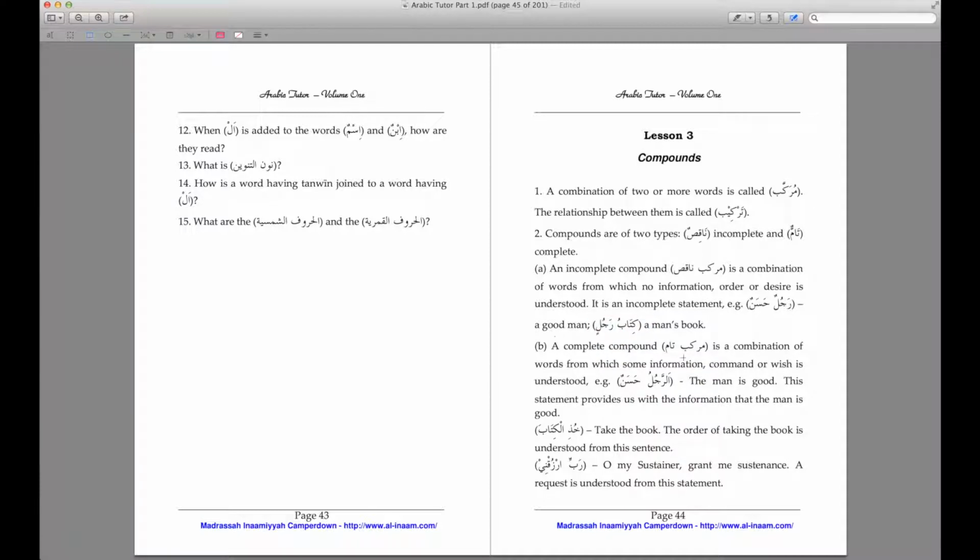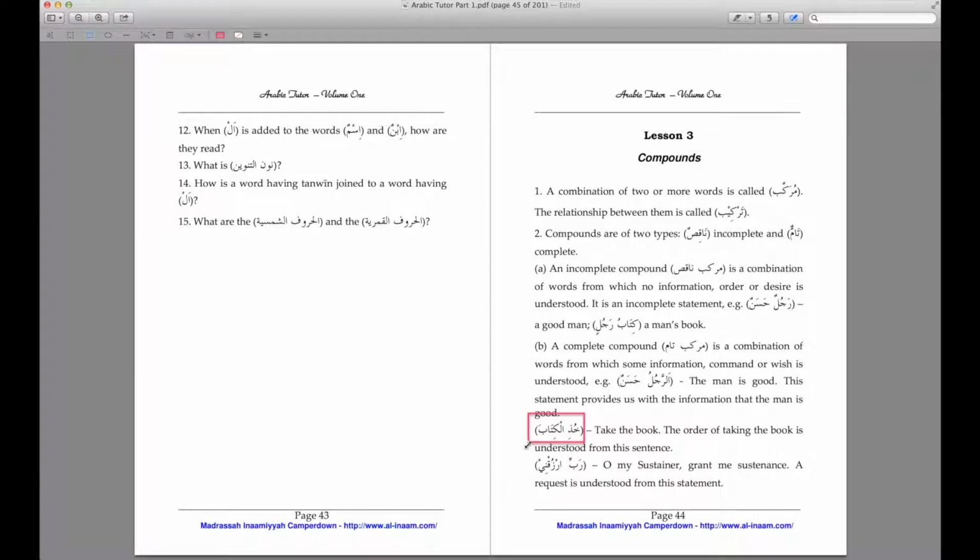A complete compound, on the other hand, murakkab tam, sometimes called jumla, is a combination of words from which some information, command, or wish is understood fully. Ar-rajulu hasanun, the man is good. We know we're talking about one specific person because alif lam gives away the ma'rifa of this man. It's not just any man. Alif lam tells us it's a specific man that the speaker or writer is talking about. This statement provides us with information: the man is good.